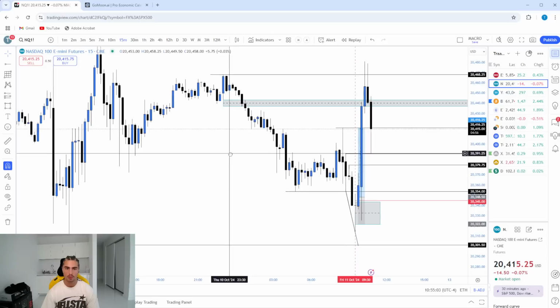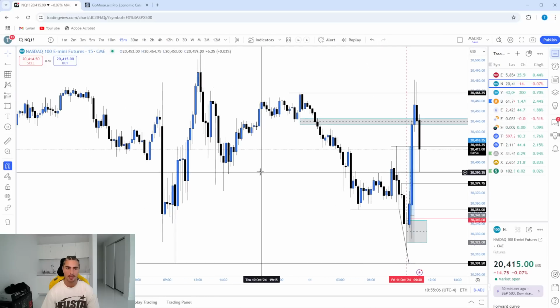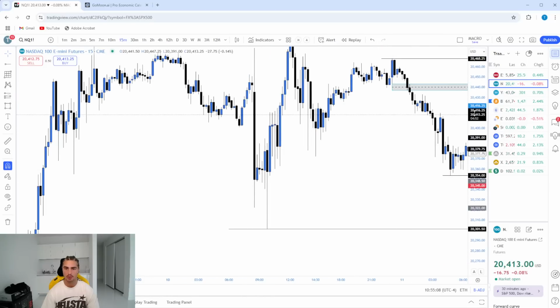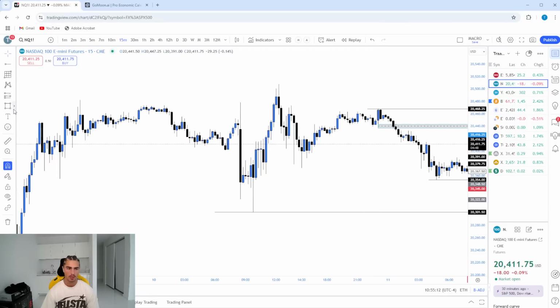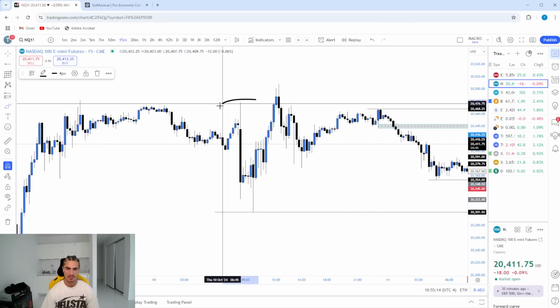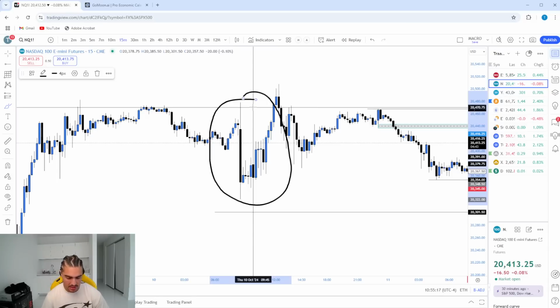Okay, and then if we go over to CPI, where was the CPI news data candle? Take a wild guess out of all the candles on this chart. Yup, you're looking at it. The biggest candlestick of them all. The biggest candlestick down. Boom.